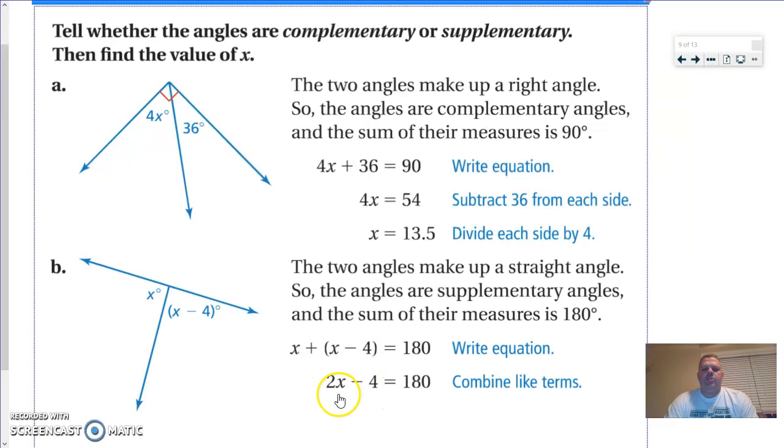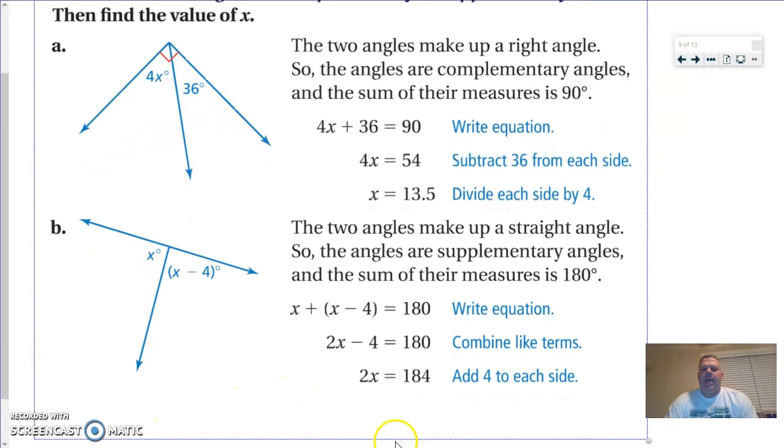To get the 2x all by itself, we add 4 to both sides. So we will get 2x equals 184. Again, after that, we divide by 2 to get the x all by itself, and we will get x equals 92. So this is 92, and this is 92 minus 4, which is 88.